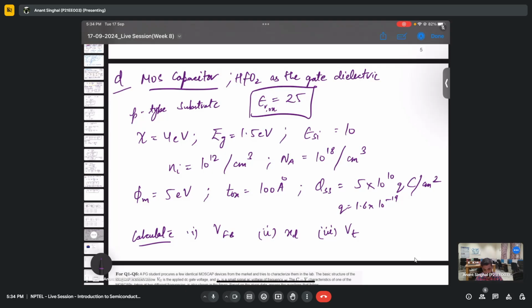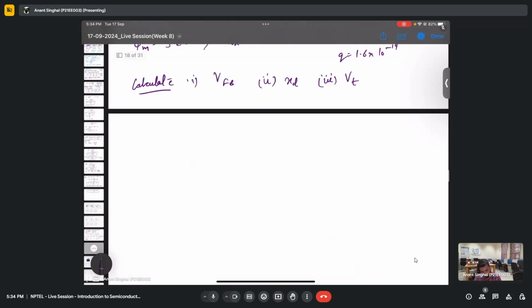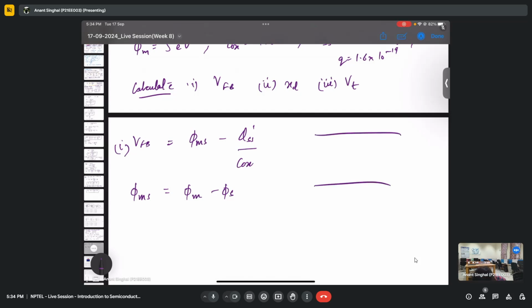Flat band voltage would be phi_m plus the trap charge by capacitance. Yeah, not phi_m but phi_ms, right? Yes, sir. The trap charges by the oxide capacitance. So this is the first part. First we need to calculate phi_ms, which is nothing but phi_m minus phi_s. And if you remember phi_m, how to calculate phi_s, maybe I can make a band diagram.